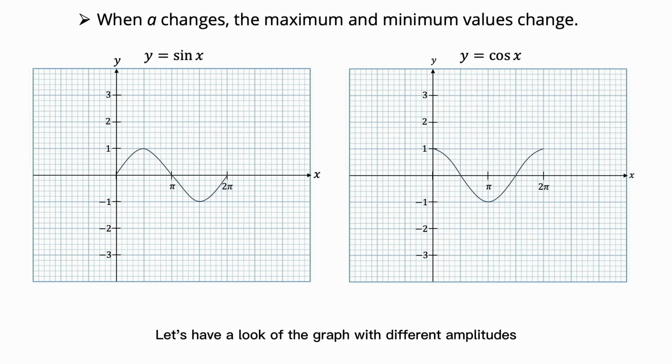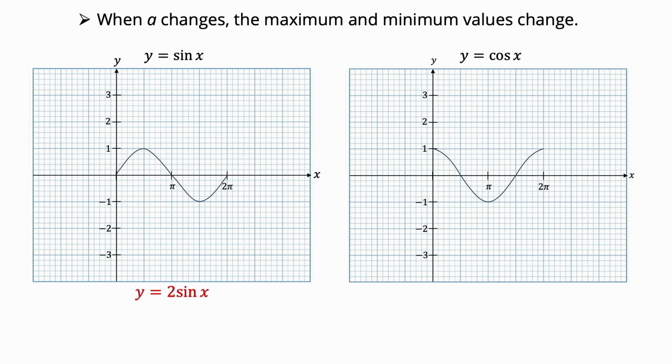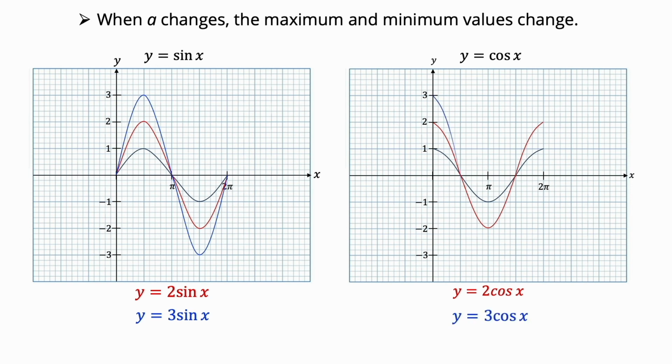Let's have a look at the graph with different amplitudes. y equals 2 sin x, y equals 3 sin x, y equals 2 cos x, and y equals 3 cos x.